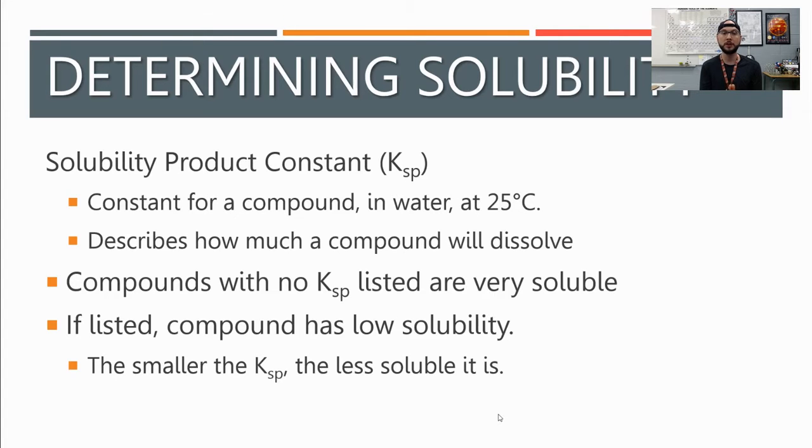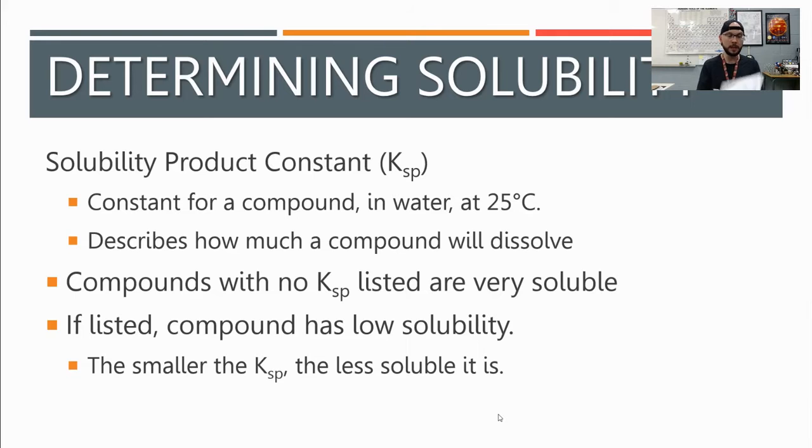Okay, so compounds with no KSP in our booklet, and we'll see this chart in just a second, are considered to be very soluble. So if you look in our booklet for sodium chloride, for example, it's not there because it's considered soluble. If listed, the lower the number, the smaller the KSP, the less soluble it is.